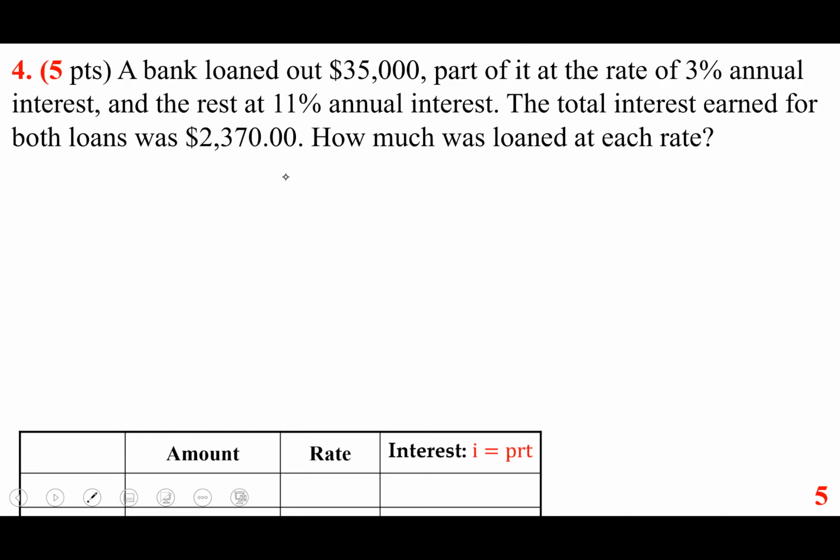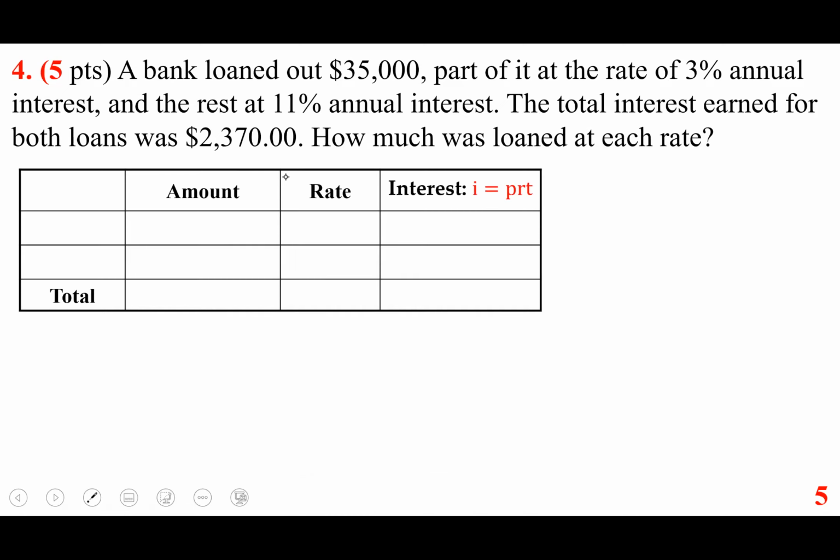Perfect. It's a good practice to go with a table. So we have the amount, we have the rate, and the formula I equals PRT is the simple interest. So we have a total of 35,000. A portion of it, let's say X amount, is at 3% annual interest rate. The rest of it, let's say Y, is at 11% and we receive the total interest of $2,370. So look at the way we fill up the tables.